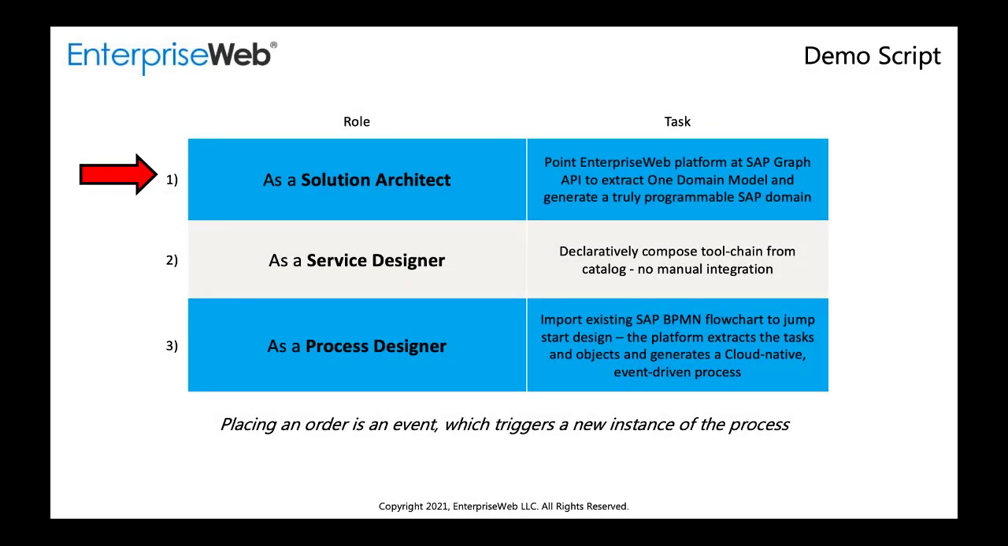Okay, so I'm going to start out as that solution architect. And what I'm going to do is log into our model manager, and then point the Enterprise Web Platform at the SAP Graph API, and you're going to see me extract that full one domain model and generate what is really a truly programmable SAP domain.